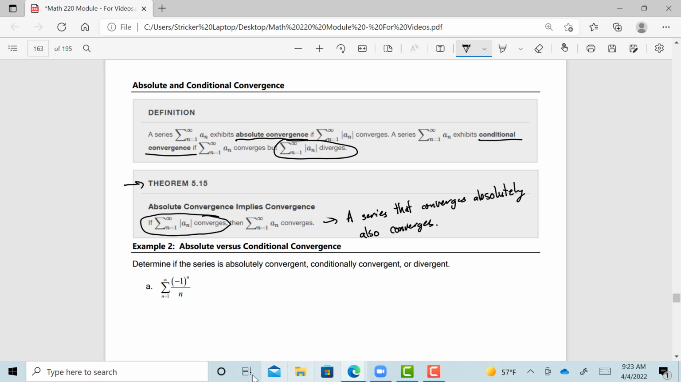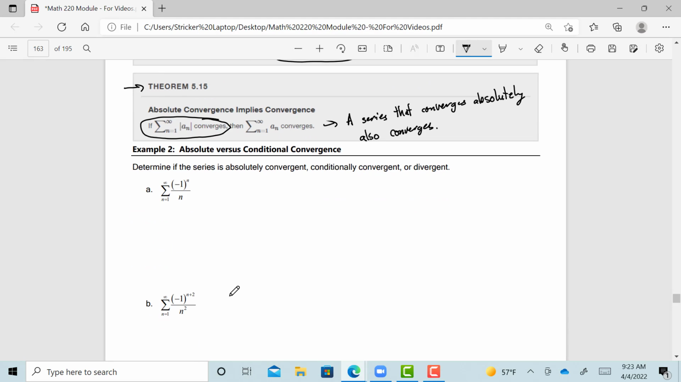Okay, so example, let's see how this works. Example 2, determine if the series is absolutely convergent, conditionally convergent, or divergent. Well, the first example should be familiar because we just looked at an example like this in the last video. This looks like the harmonic series, except it's alternating, right? What did we say about an alternating harmonic series? We said that it converged by the AST, right?